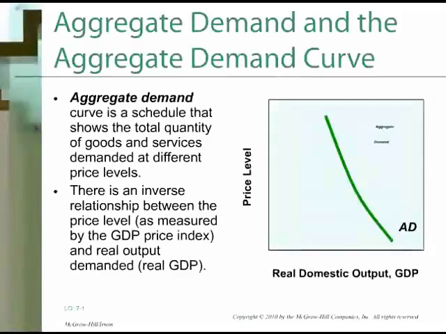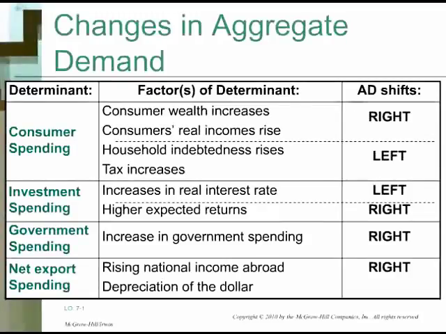The aggregate demand curve is a schedule, or curve, that shows the total quantity of goods and services demanded at different price levels. There is an inverse relationship between the price level, as measured by the GDP price index, and real output demanded, real GDP. We can represent the aggregate demand, AD curve, as a downward sloping line. There are four main determinants of aggregate demand: consumer spending, investment spending, government spending, and net export spending. When these change, so does aggregate demand.